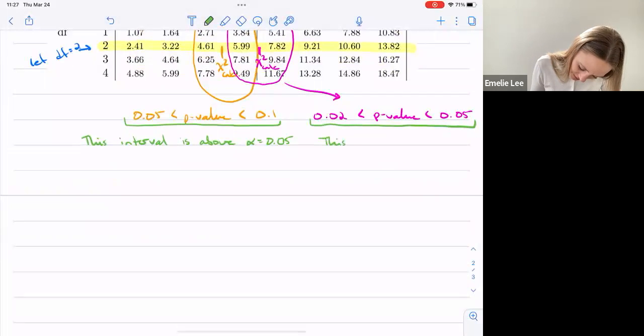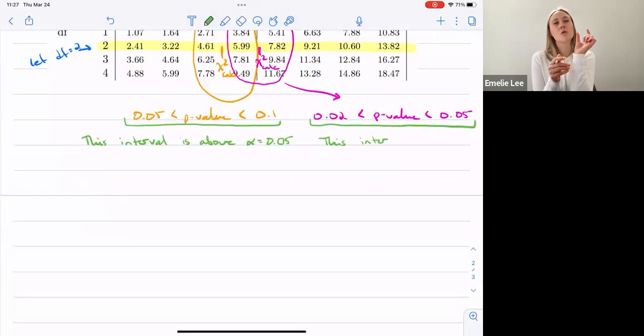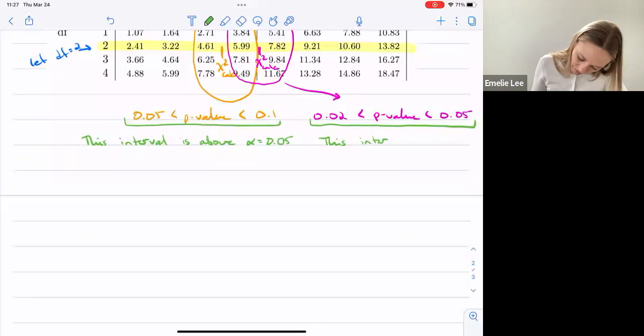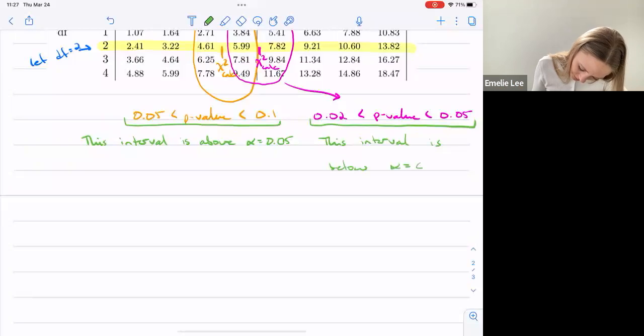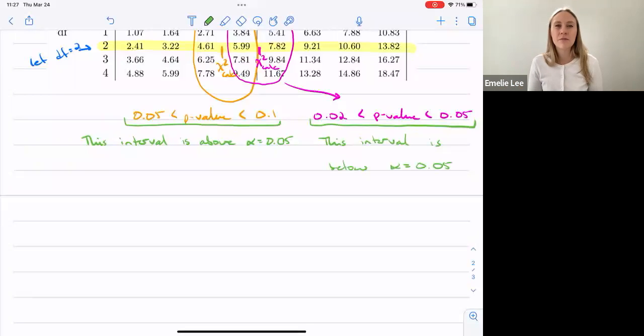And so this interval, it's just hard to make the change between a hard number, right, that we're used to from our Z-scores, and going to an interval, which is a little bit more flexible, right? There is some p-value that we could find using software, but we're also just as powerful with just the interval, right? And so this interval is below alpha equal 0.05, so it's less than the alpha level, which means you have enough evidence to reject H0. Okay.